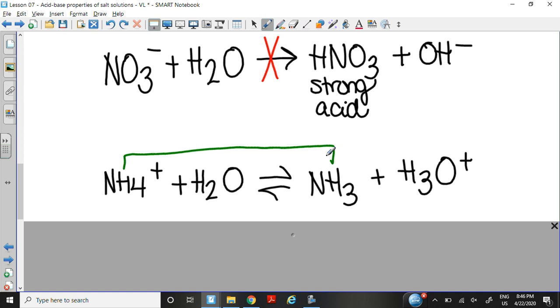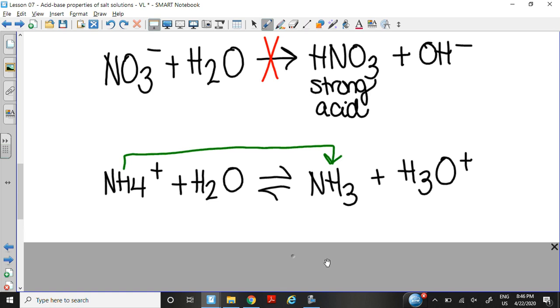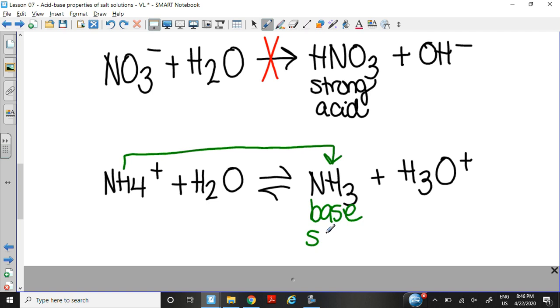The ammonium ion would interact with water, and here it's going to lose a hydrogen and make ammonia. Ammonia here we have to decide, is it acidic or basic, strong or weak? This one here we know is a base, but it is not strong. It is a weak base. Ammonia is a characteristic weak base.